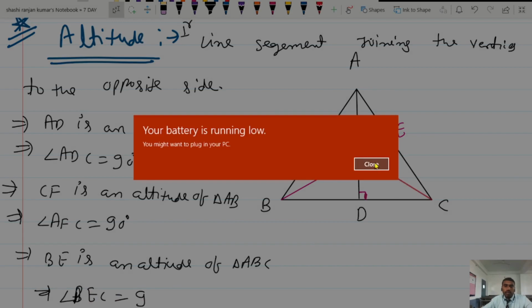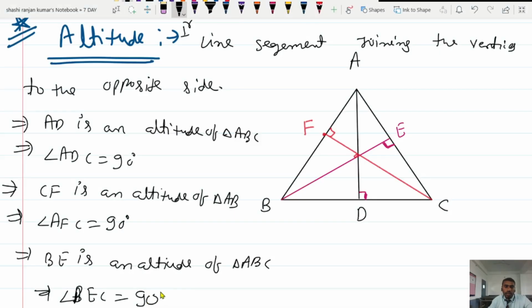So these are the things that we must know. So this is 90 degrees, and this is also an altitude of this triangle. This is the point B. Got it, Arohan? Clear? So these are the altitudes and medians we have discussed here. Let me show you the examples.